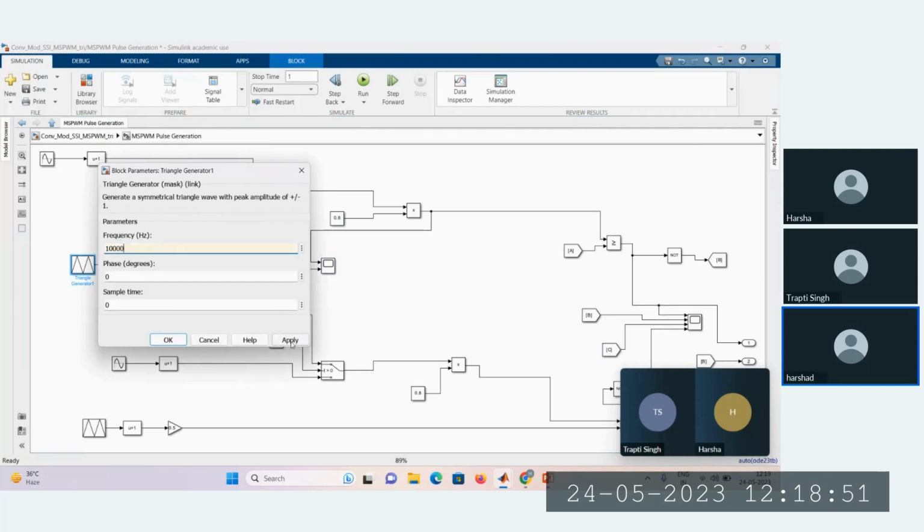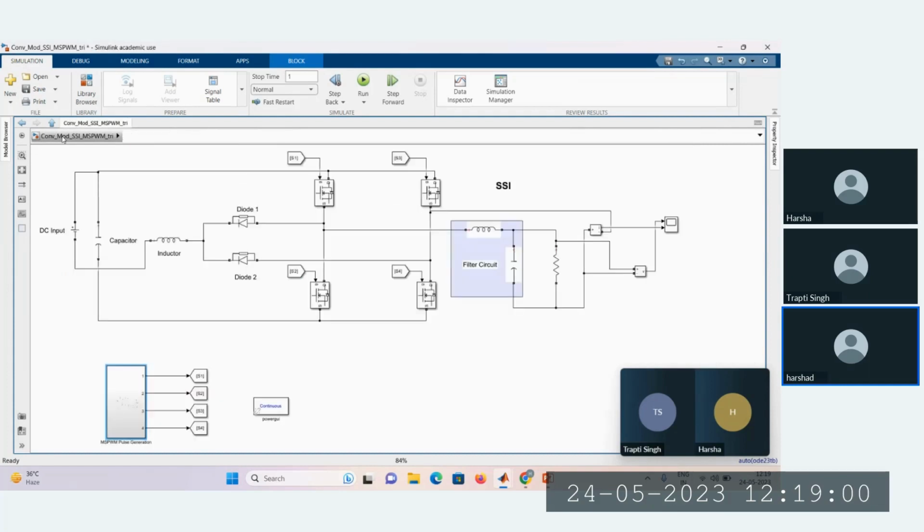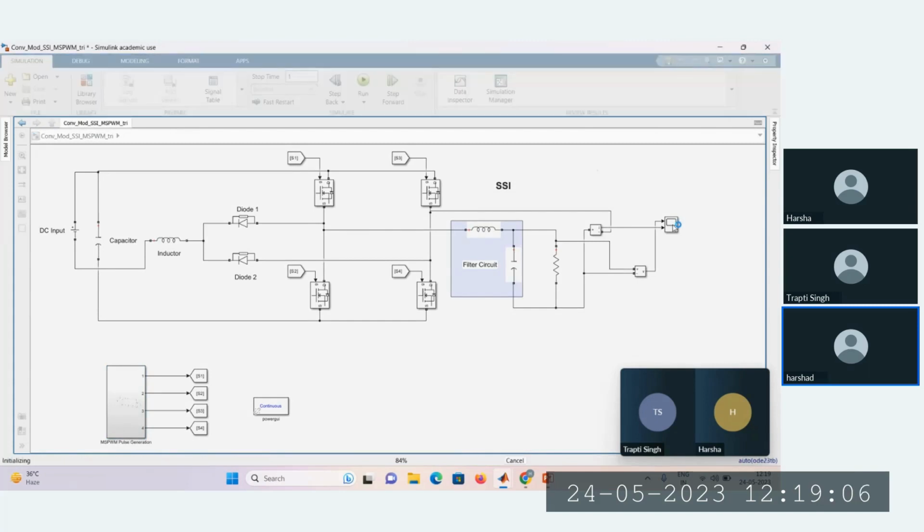as 10,000 Hz for better operations. By increasing the frequency, we could also reduce the losses of the circuit. After changing the frequency, I can run this simulation.